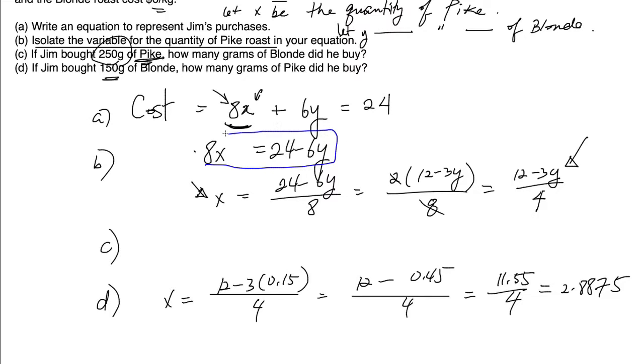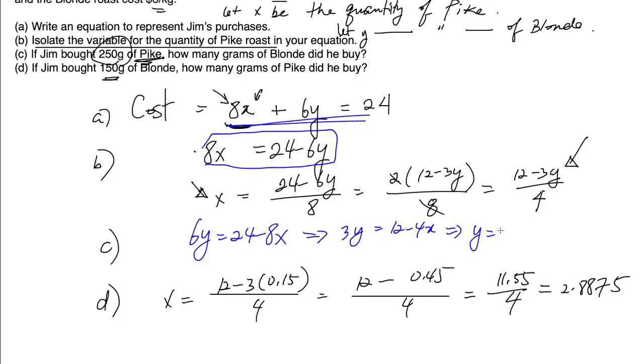Now for C, what I'm going to do is actually from here isolate y instead. Okay, so actually from here. Let's start from here. So we get 6y then is equal to 24 minus 8x. You can divide both sides by 2, and you get 3y is equal to 12 minus 4x. And then y is equal to 12 minus 4x all over 3.